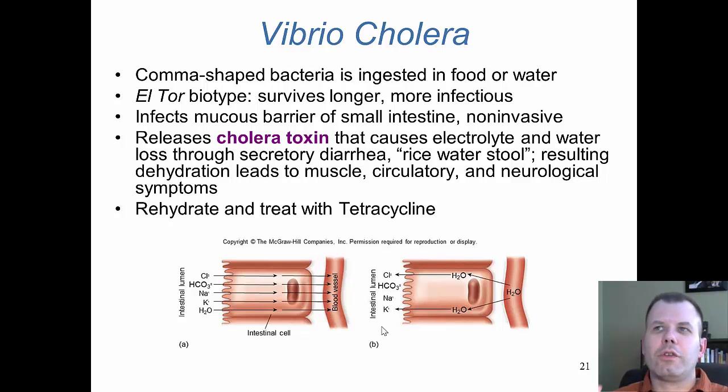So this cholera toxin causes the electrolyte and water loss through secretory diarrhea, sometimes labeled as rice water stool, and the resulting dehydration leads to muscle, circulatory, and neurological symptoms. Any of us know when you've been sick and dehydrated, that leads to a lot of problems, especially with muscle, circulatory, and neurological symptoms. If you've been sick for a while, you can't even think straight, and circulation depends on having water and liquid in the blood, and even muscles can ache and get dehydrated, and it can be really bad.